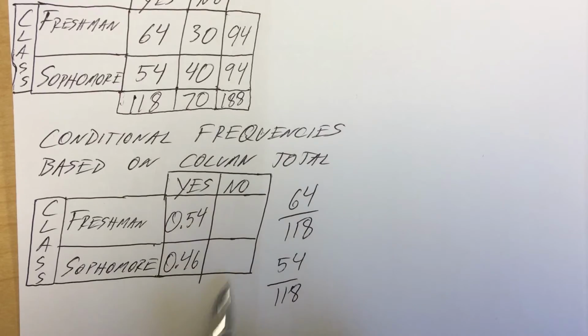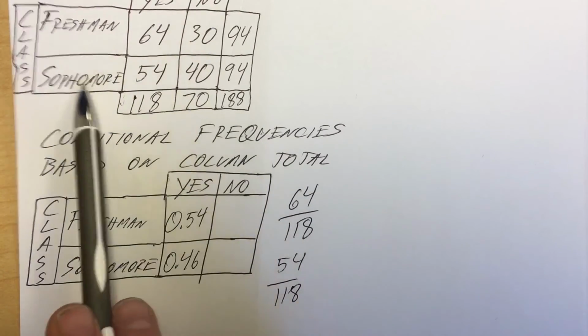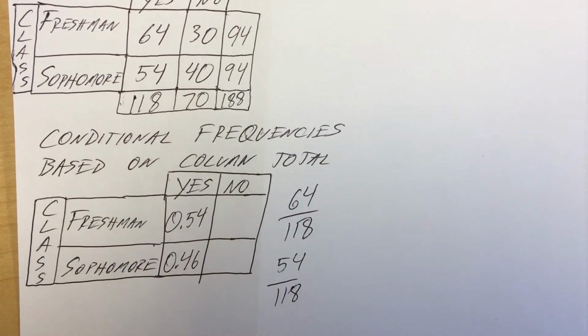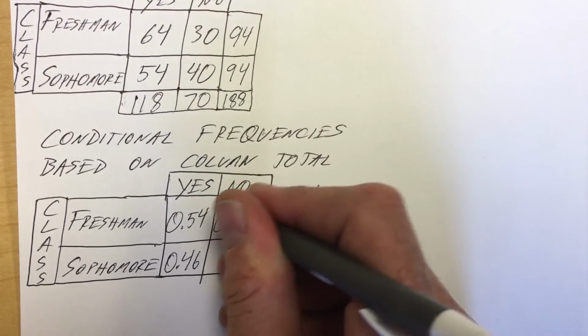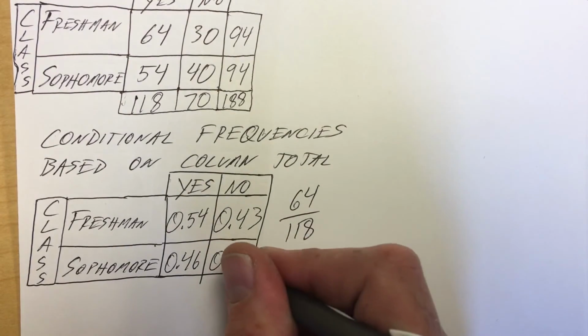If we do the same for the nos, 30 freshmen said no, 40 sophomores said no, and again we'll divide by the column total, which is 70. So for the freshmen that said no, 30 divided by 70, and again rounding to 2 decimal places, would be 0.43. And likewise for sophomores, 40 divided by 70, rounding to 2 decimal places, would be 0.57.